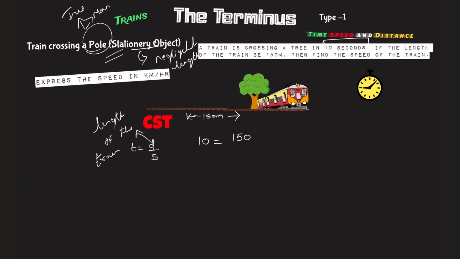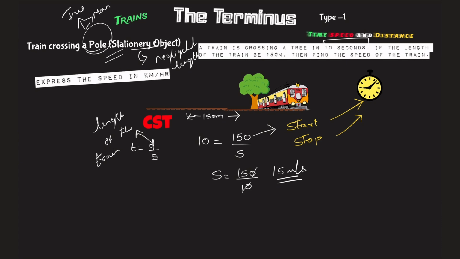Because distance is nothing but the distance traveled between when I start the stopwatch and when I stop the stopwatch. In this case, it's the length of the train. So that's why I write it as 150 divided by the speed s, which is something I'm supposed to find out. So s comes out to be what now? 150 upon 10. This gets cancelled. Speed is nothing but 15 meter per second, and that is the speed of the train.